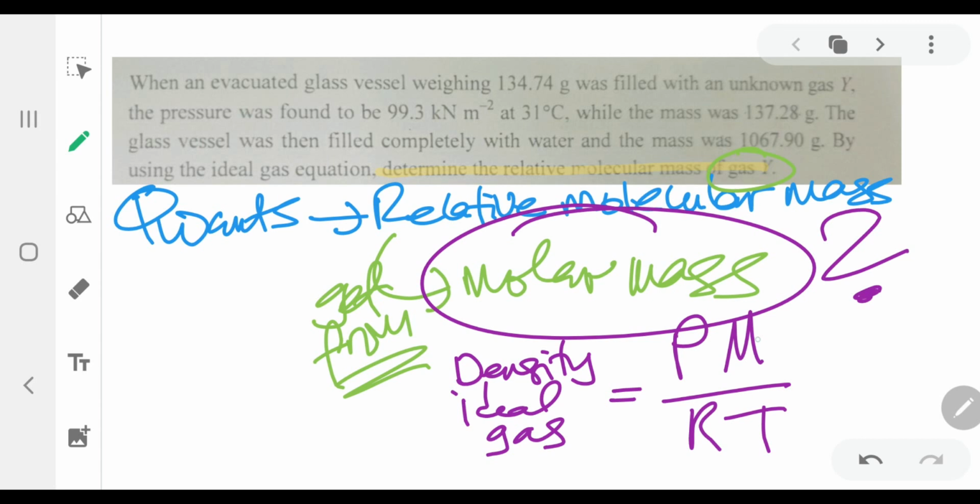This is another equation that we can use. Remember, in the other video, I showed you how to convert PV equals nRT into the density of an ideal gas equals pressure times molar mass over RT. You can go back and watch that video if you don't understand what's going on now.